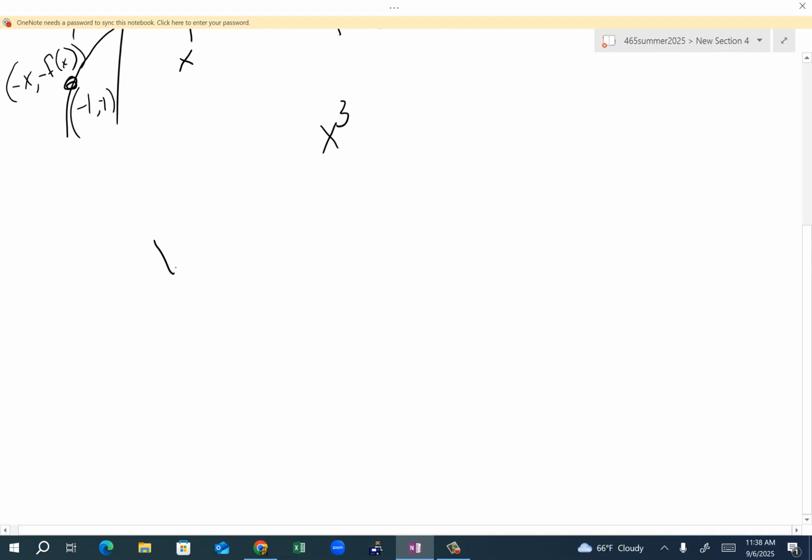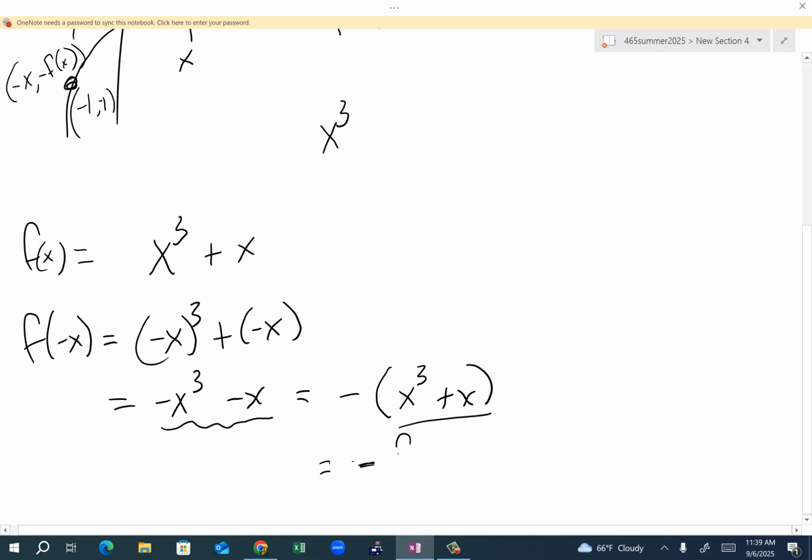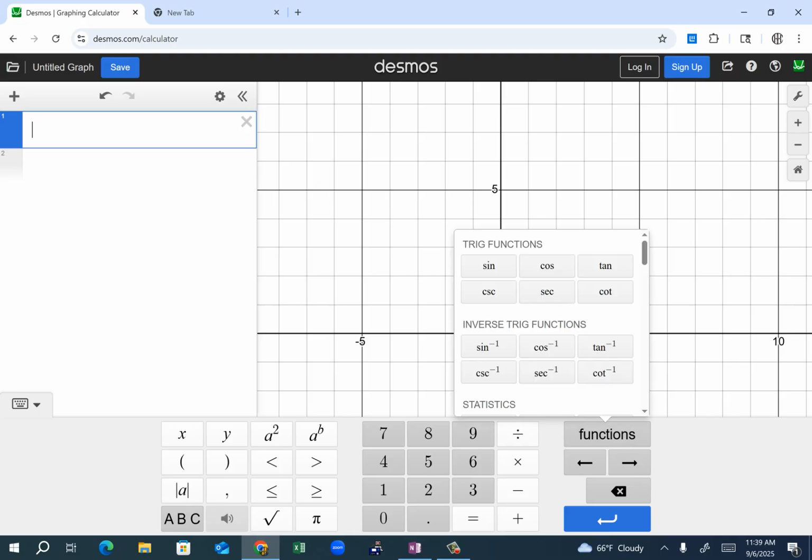How does that look if I have one? Well, let's say you had x cubed plus x, this was f of x. What would f of negative x be? Well, it would be negative x cubed plus negative x. And that would be negative x cubed minus x. This right here, Groom, is the same as negative of x cubed plus x. But this right here is just f of x. In other words, f of negative x is the opposite of f of x. That's it. Anyway, like I said, sine is my favorite one of these.